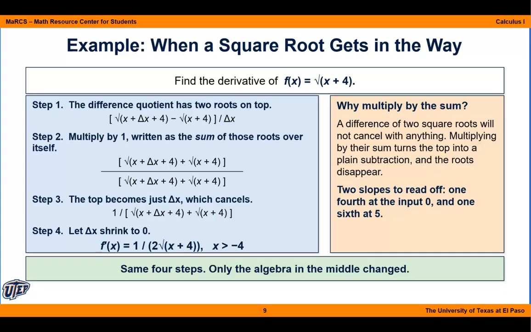The derivative is 1 over 2 times the square root of x plus 4, for x greater than negative 4. At x equal to 0, the tangent slope is 1/4. At x equal to 5, it is 1/6. The smaller slope at x equals 5 shows that the curve is still rising, but it is becoming less steep. The algebra changed, but the limit process remained the same.